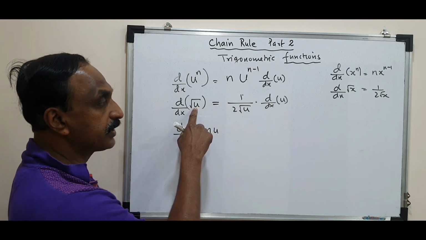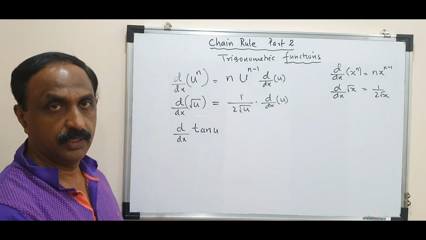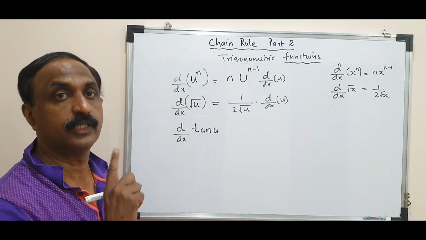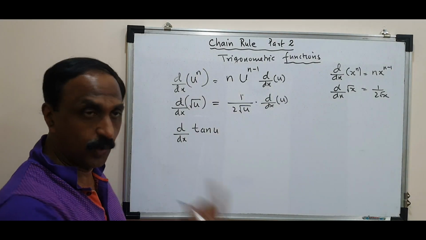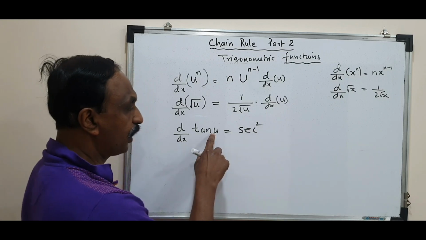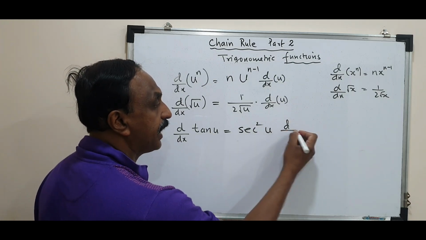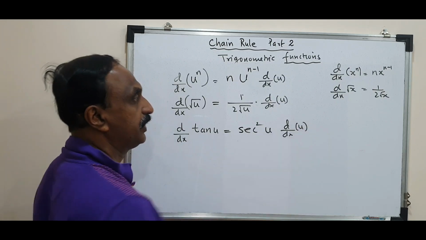What is inside the root? Its derivative. Now the derivative of tan, a trigonometric function. In a trigonometric function, what changes? The trigonometric part changes. Tan will become sec square. So sec square, what is the angle here? u. It will remain as it is into the derivative of the angle. This is what you have to remember.